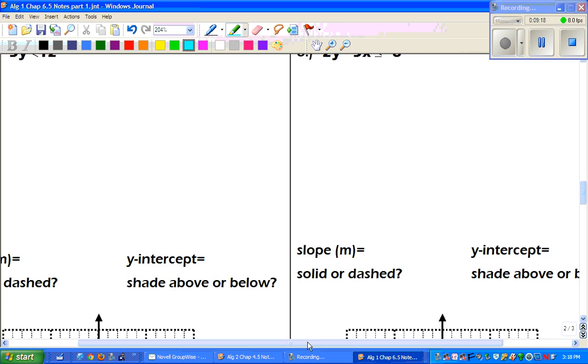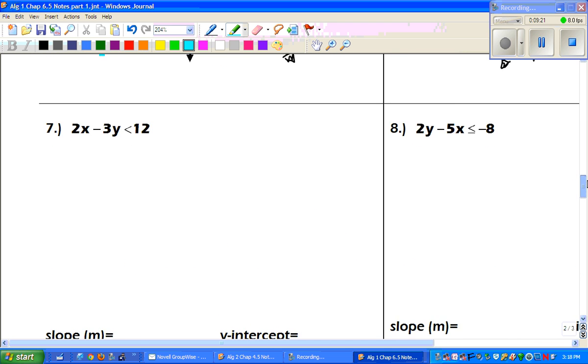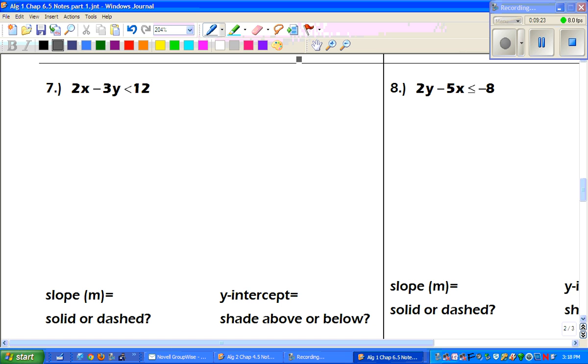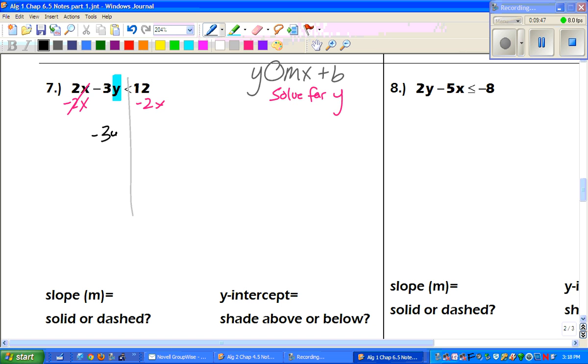Alrighty. Now we're doing problems where the y is not by itself. Okay, to be in slope-intercept form, it has to be y = mx + b with our symbol in the middle. Okay, so for these, we have to solve for y. So there's the y right there. Let's solve for it. Got to subtract the 2x first. And you get negative 3y is less than negative 2x plus 12.